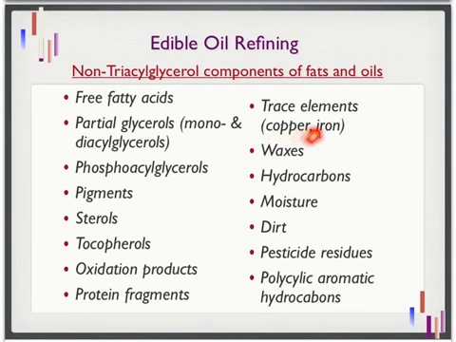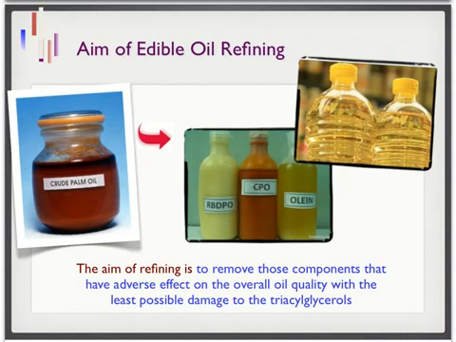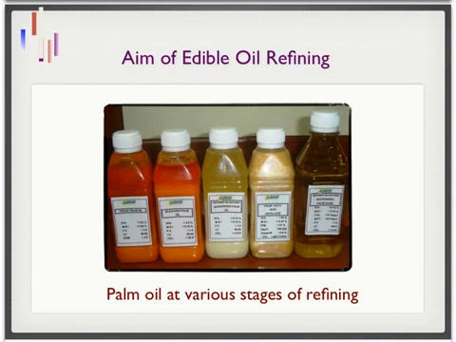Trace elements such as copper and iron, these are actually pro-oxidants, which can promote oxidation in the oil. So we need to remove these to avoid oxidation of the oil. And we have other components such as waxes, hydrocarbons, moisture, dirts, and other components. So in essence, we can say that the aim of refining is to remove those components that I mentioned in the previous slides that can have adverse effect on the overall oil quality with the least possible damage to the triacylglycerol.